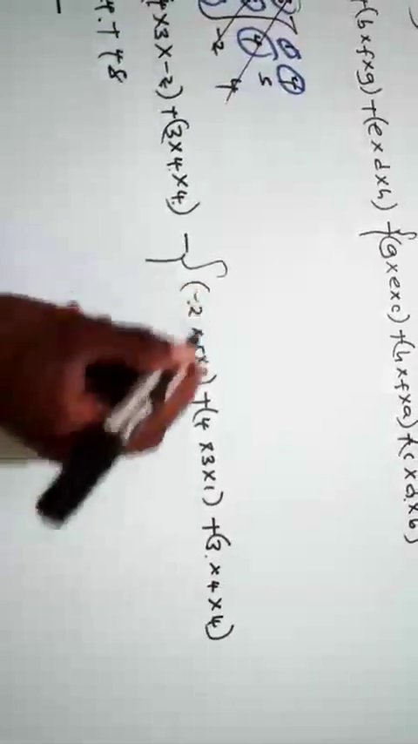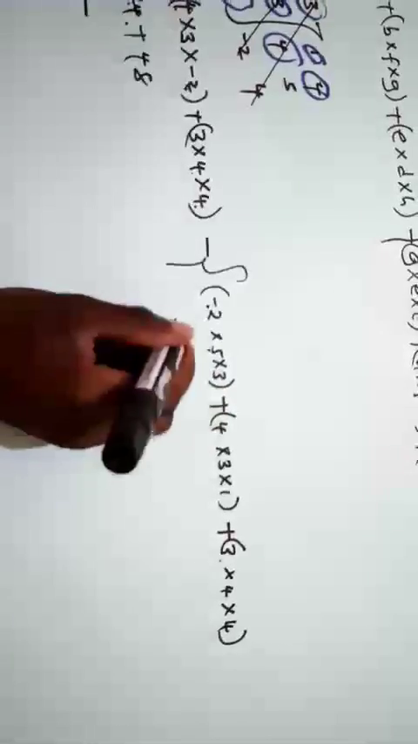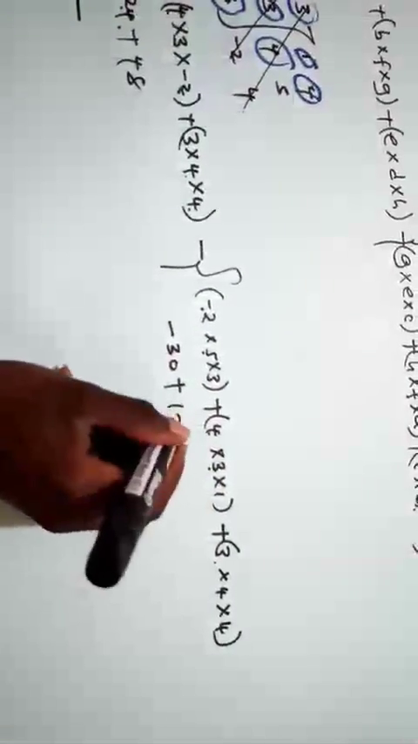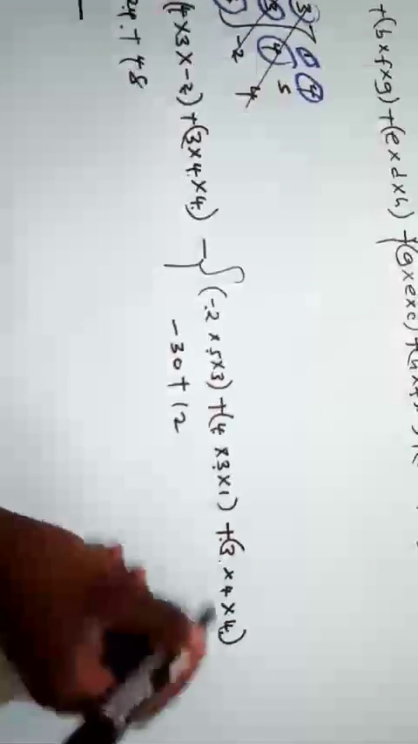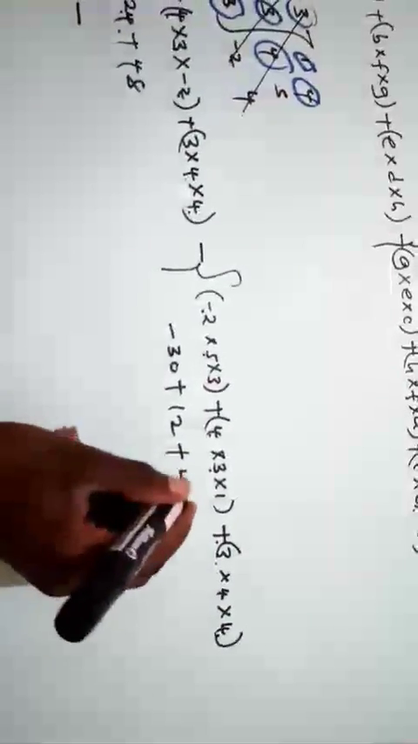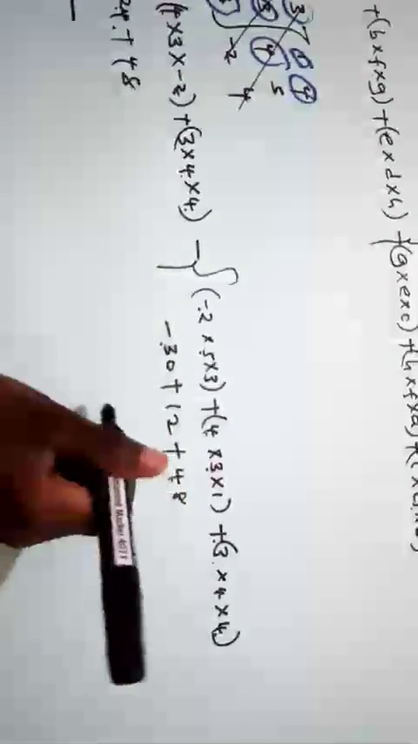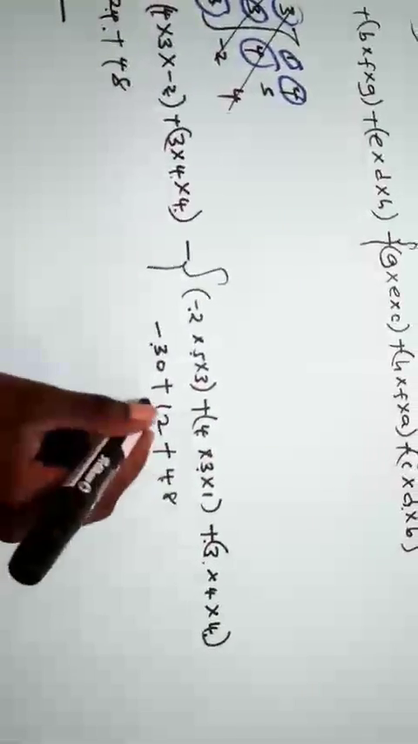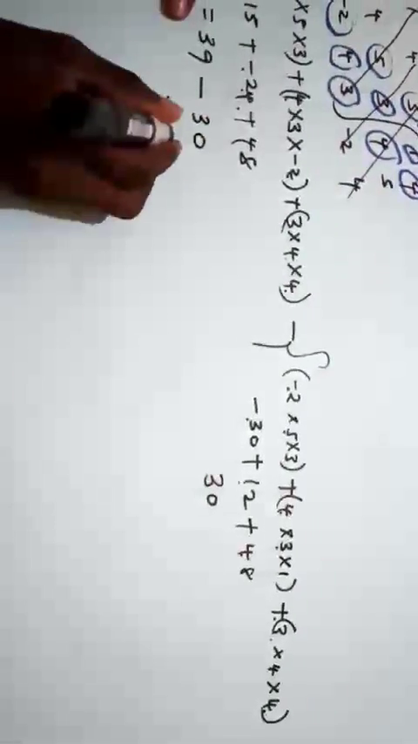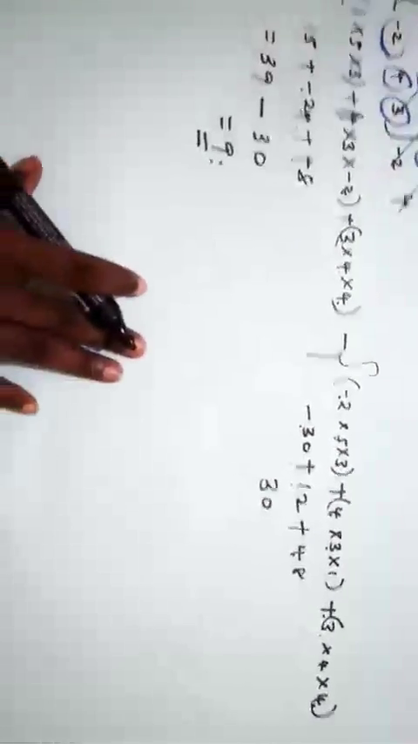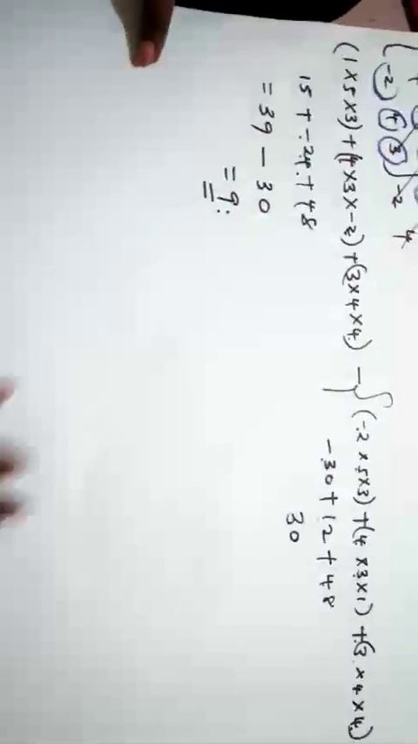So we are subtracting the second case. We have negative 2 times 5 times 3, that is negative 30. Plus, we have 4 times 3 times 1, that is 12. Then we have 3 times 4 times 4, that is plus 48. So in that case, negative 30 plus 48 is 18. 18 plus 12 is 30. So we are subtracting 30 and our determinant is going to be 9. So that is the simple case about how we go about the determinants.